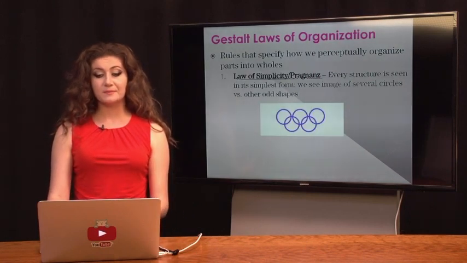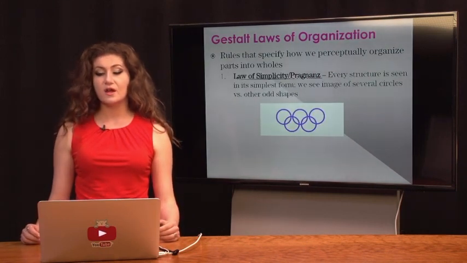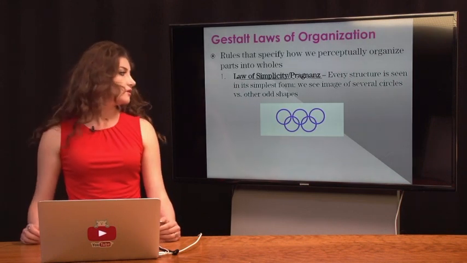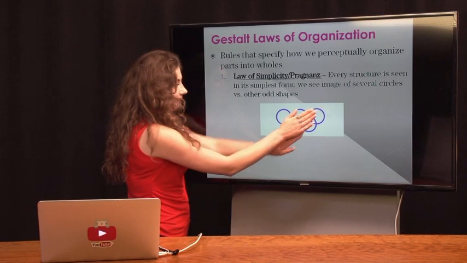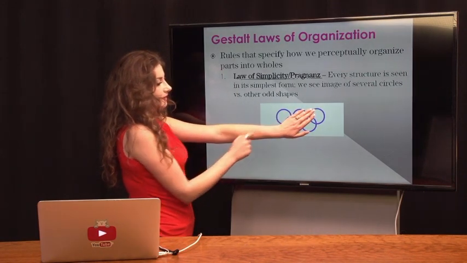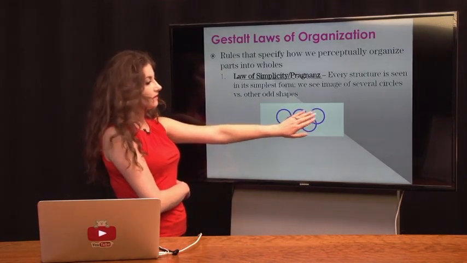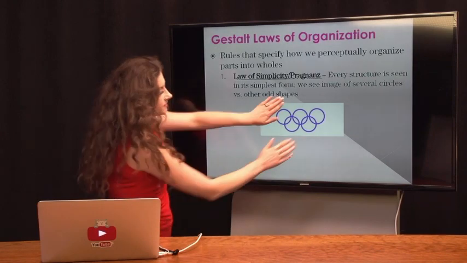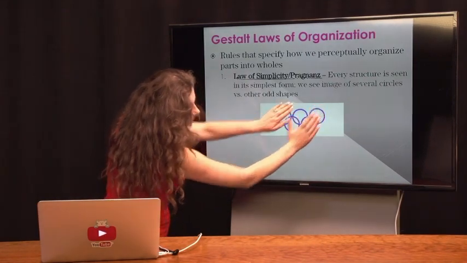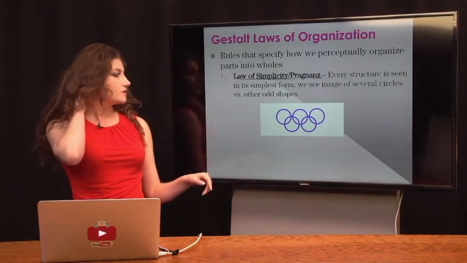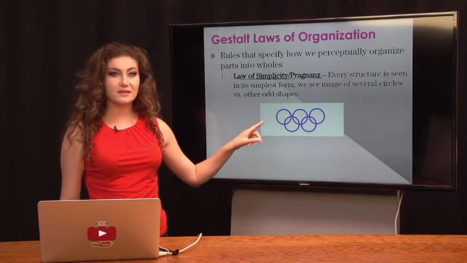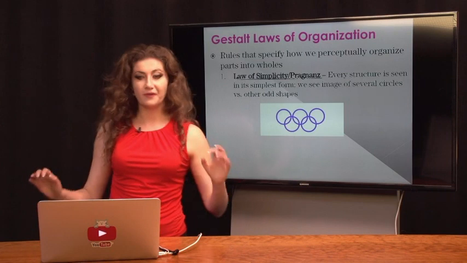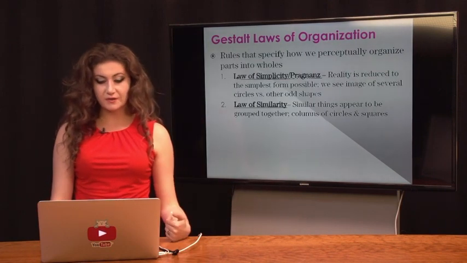So here we see an image of several circles versus other odd shapes. So that means that you would not see a shape like this, right, like a cookie with a part bitten off, or you wouldn't see this, right, just the bottom part of a circle. So the law of simplicity says that we understand that the most simple shape that we could see here is a circle, and this is just 5 different circles overlapped on each other.